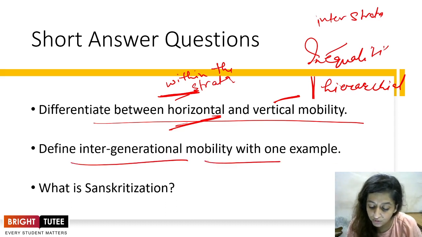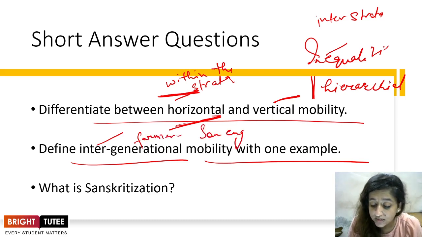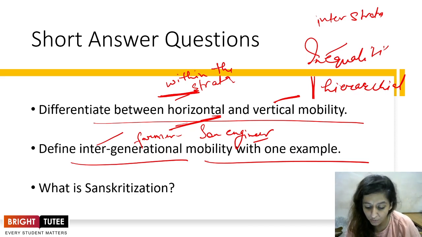Define the intergenerational mobility with one example. When you talk about the intergenerational mobility, it means the mobility that you have seen in terms of a farmer and his son being an engineer. It is a mobility in the class that you have seen over a period of time, over one generation. This is what is known as intergenerational mobility, and an example is a farmer or a rickshaw puller, and the son or daughter being a government servant, or any startup person as well.